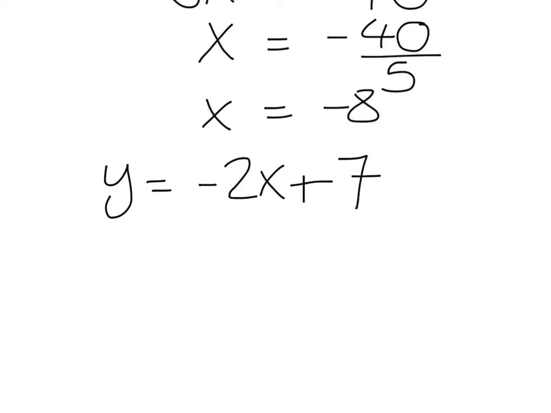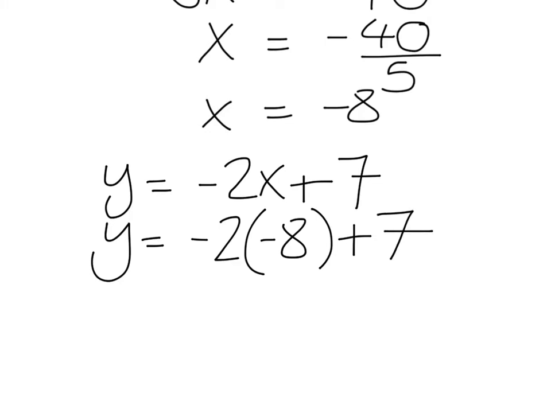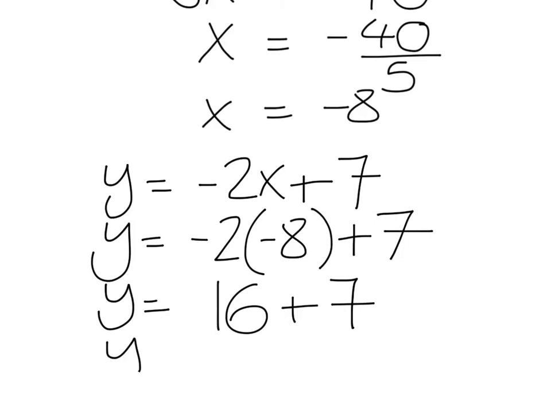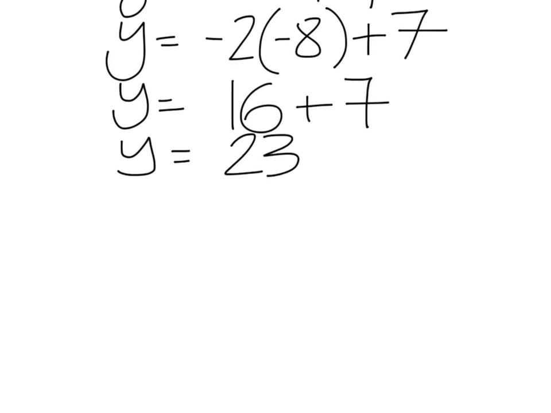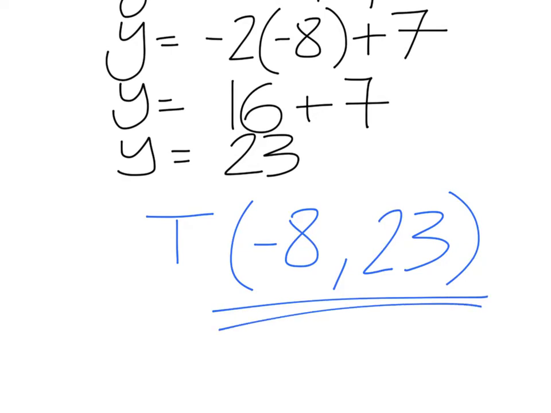We now know x is equal to negative 8, so y equals negative 2 times negative 8 plus 7. That means y equals negative 2 times negative 8 is 16. And we have plus 7. And 16 plus 7 is 23. That then gives us the coordinates of our point T, the point of intersection of the two lines. The point T is x value negative 8 and y value 23, the point of intersection.